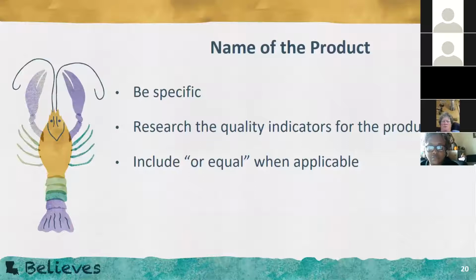The first step in writing product specifications is to name the product. Be specific so as to assist the vendor with understanding the product you want. Make sure you have researched quality indicators of the product. You also may want to obtain samples and taste test the product before adding it to your solicitation. Make sure you include "or equal" or "pre-approved equal" to any specification that states a brand name.